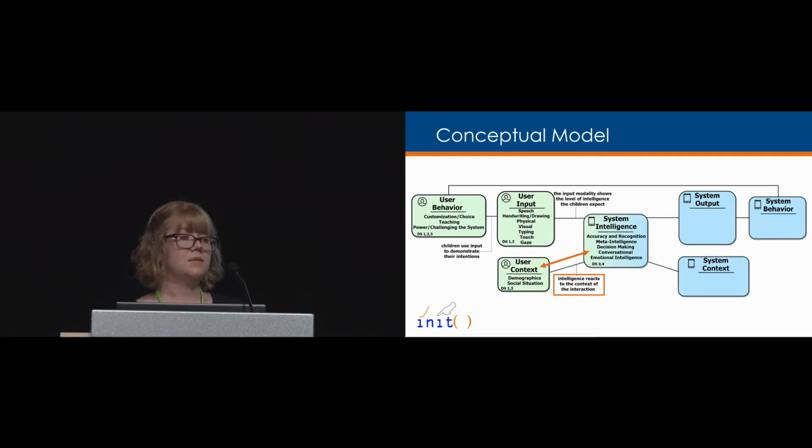So we link system intelligence to user context together because we saw that the system should react to the context of the interaction and the user, such as the user's age or ability, with toddlers with pens because they don't have a good grip.